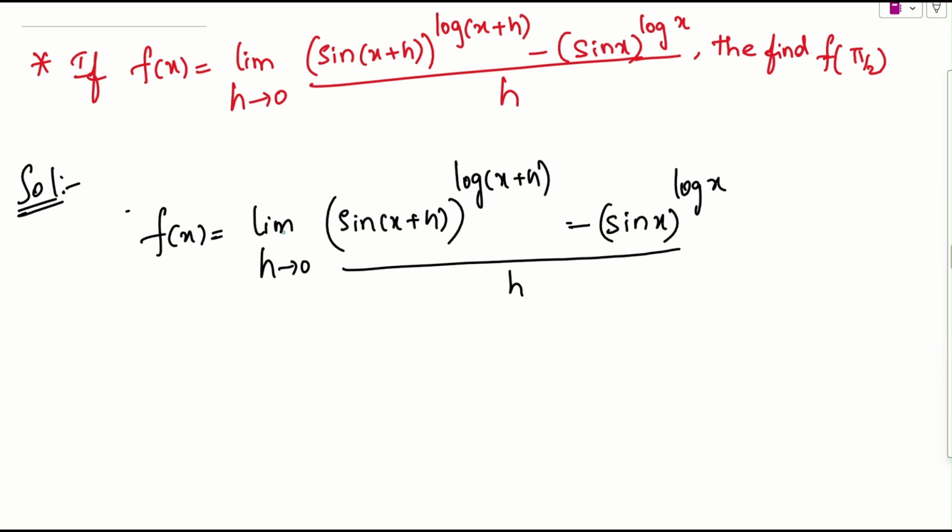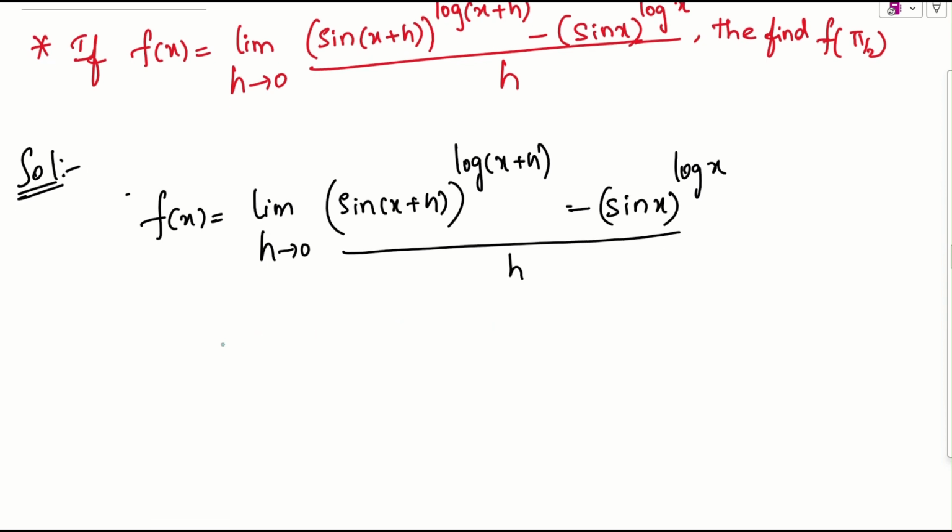See, f of pi by 2 means wherever x is there, we have to replace it with pi by 2. But we don't know what to do here. So first of all, let us solve this problem in general, and then we will substitute to find f of pi by 2. If you look into the problem, this is in the form of sine x power log x. So newly, let us consider g of x. Let us take it as sine x raised to the power log x.